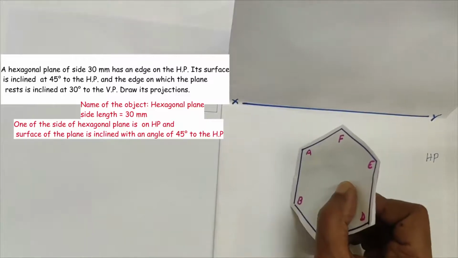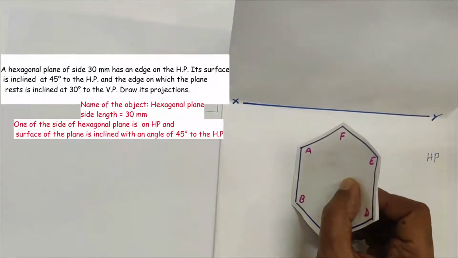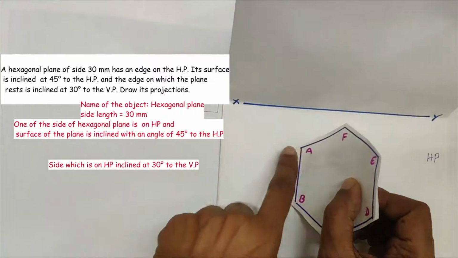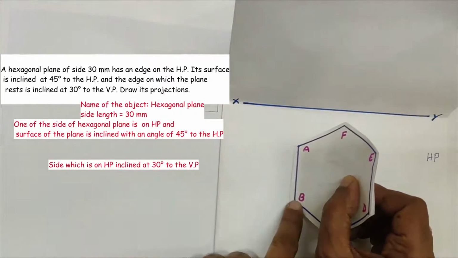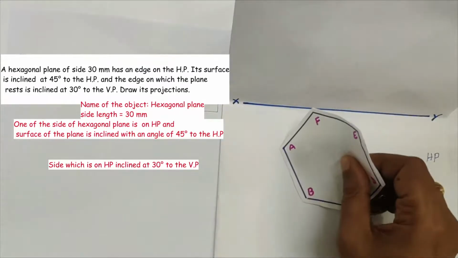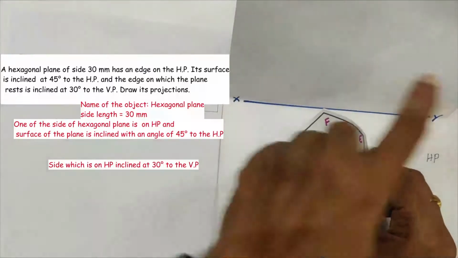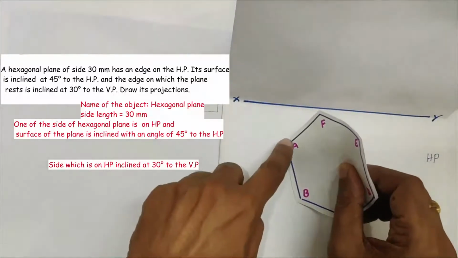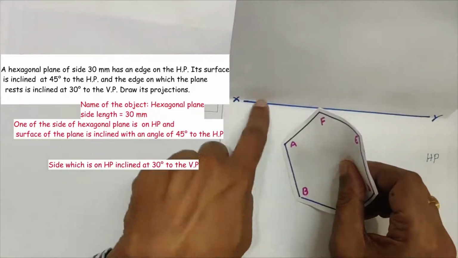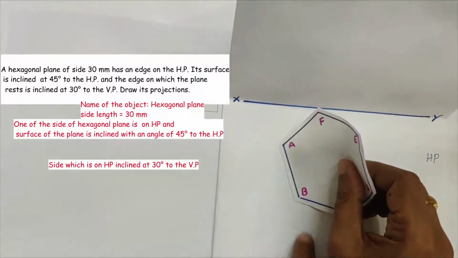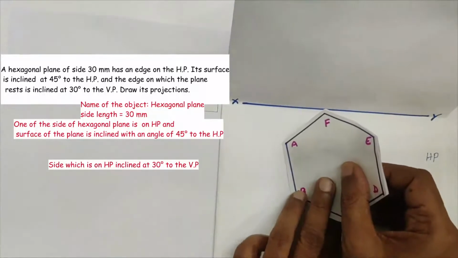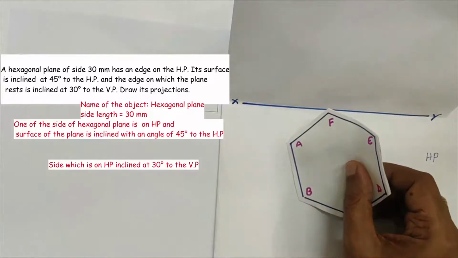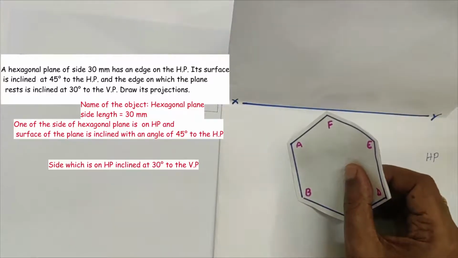In addition to that, other information is also supplied in the problem. That is, the edge, say AB, which is on HP, is inclined with an angle of 30 degrees to the vertical plane. That is, this edge AB is to be inclined with an angle of 30 degrees to the vertical plane. So this problem comes under plane inclined to both the planes.